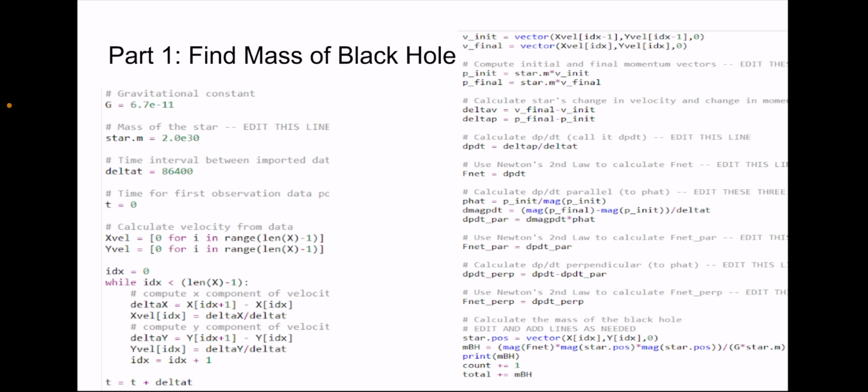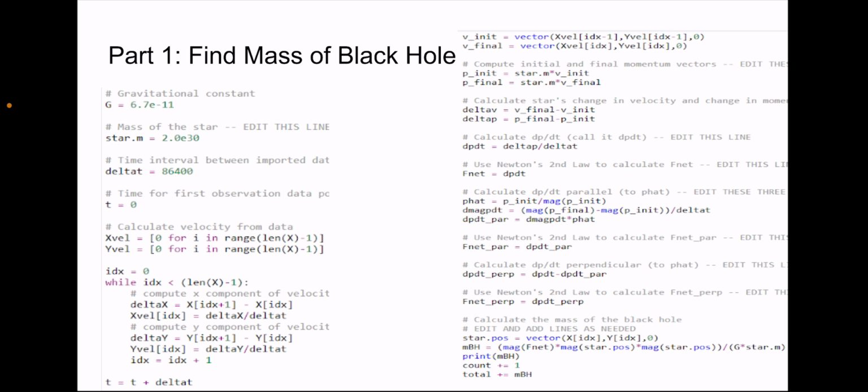P initial being the mass of the star times the initial velocity, and P final being the mass of the star times the final velocity. We did that using the momentum principle, or Newton's second law. And we want to calculate the change of velocity and the change of momentum. Delta V is just the final velocity minus the initial velocity, and the same thing for delta P, which is the final momentum minus the initial momentum.